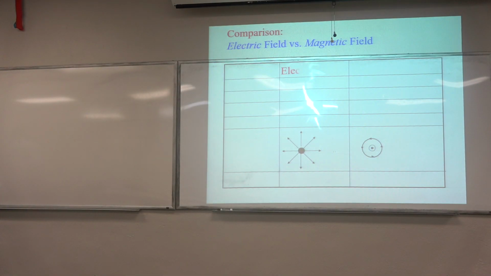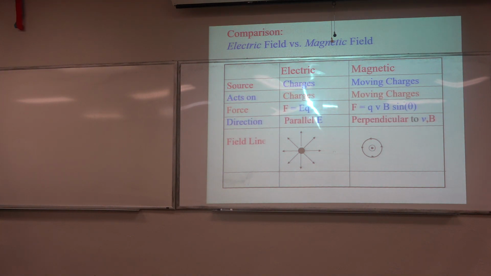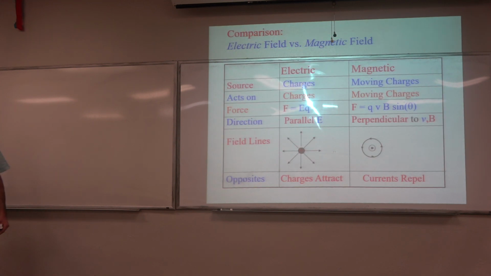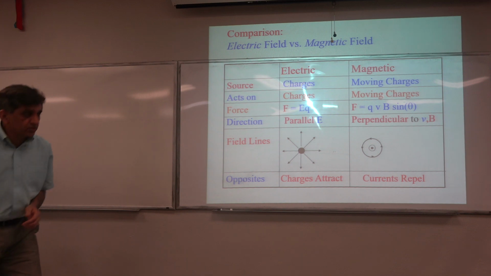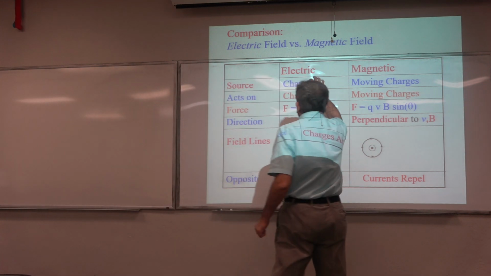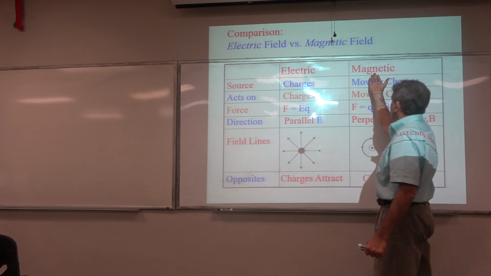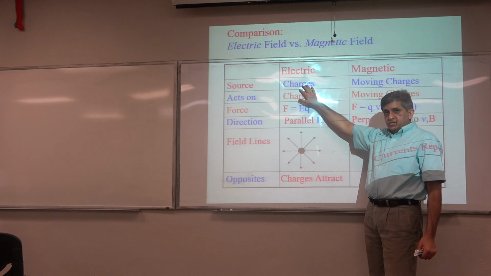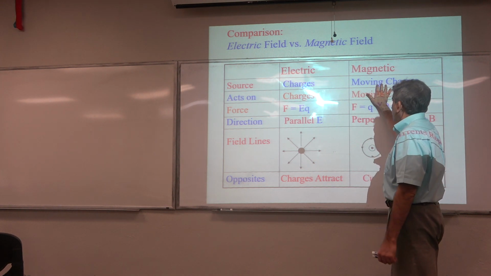Alright, so let me summarize what we did so far. We did this table, which basically gives you the comparison between the electric and the magnetic fields. If you look at the first column, which is the source, the second column talks about the electric field, and the third column talks about the magnetic field. For the electric field, the source is a charge; for the magnetic field, it is a moving charge. Here the charge is just static, and here the charge is moving.